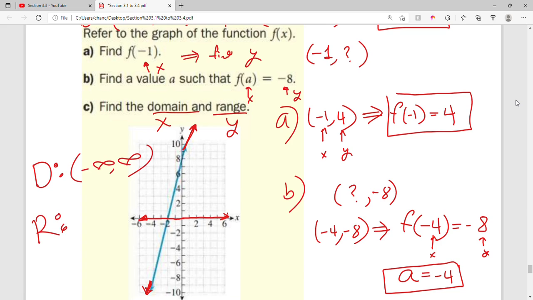And for the range, ask yourself, if you were driving on the y-axis, going down, how far do you have to go down to see everything? Well, you got to go down forever. How far do I have to drive to see everything? Well, I gotta go forever. So it's negative infinity to infinity. Always start with going down first and going up to find the range.